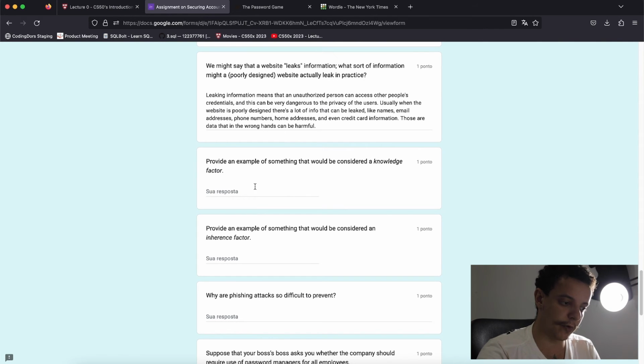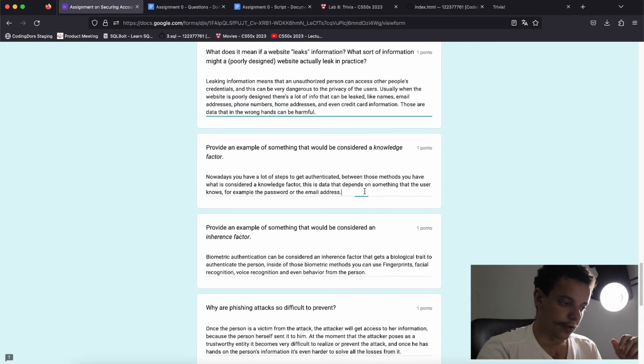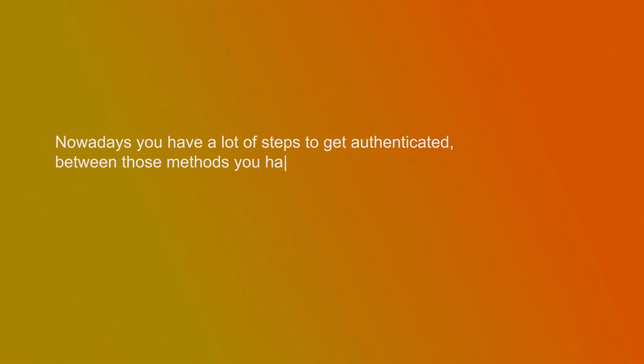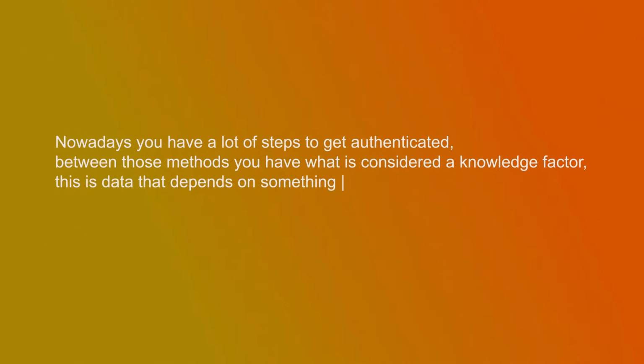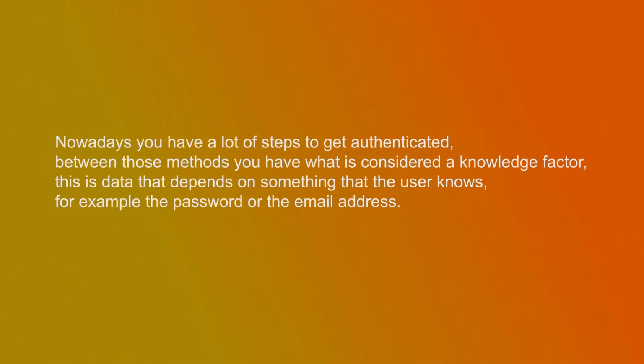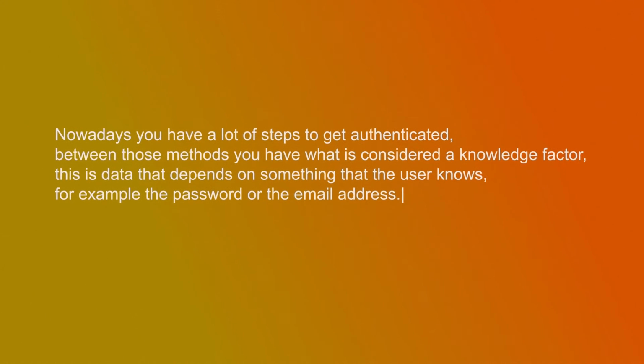So in here we can answer both of those questions. Provide an example of something that would be considered a knowledge factor. Okay, nowadays you have a lot of steps to get authenticated into a web page, right? Among those methods, you have what is considered a knowledge factor. This is data that depends on something that the user knows, for example, the password or the email address. But of course, it's something a little bit fragile, right?